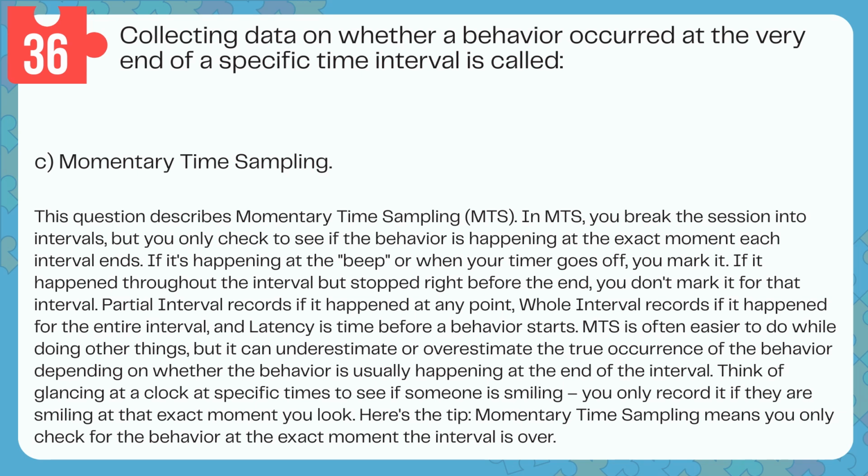Think of glancing at a clock at specific times to see if someone is smiling. You only record it if they are smiling at that exact moment you look. Here's the tip. Momentary time sampling means you only check for the behavior at the exact moment the interval is over.